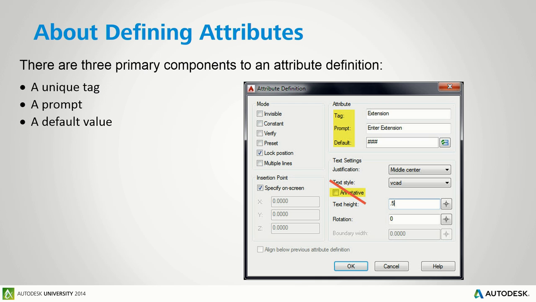So what room is this attribute identifying? That would be the prompt that the user would get, and then the user would type in the value which would be displayed within the drawing. So those are the 3 things that make up the attribute.